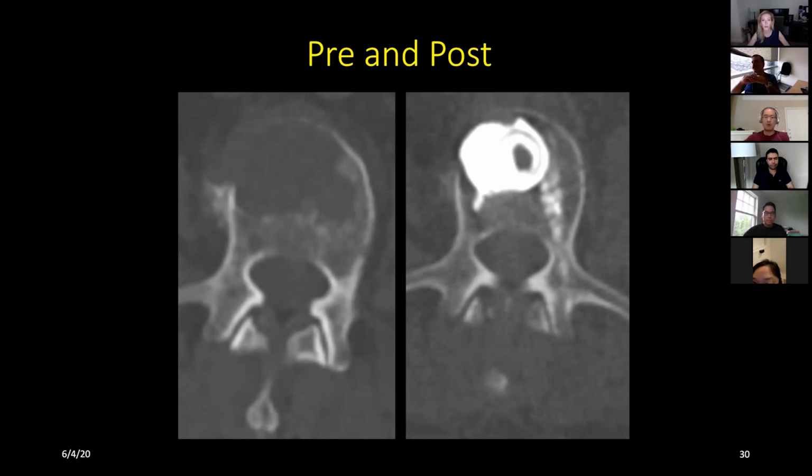We can use this device. We have curved balloons, we have straight balloons. So we have a lot of things that can be used in almost completely broken vertebral bodies now. And we are able to keep the cement where we actually want it to be.